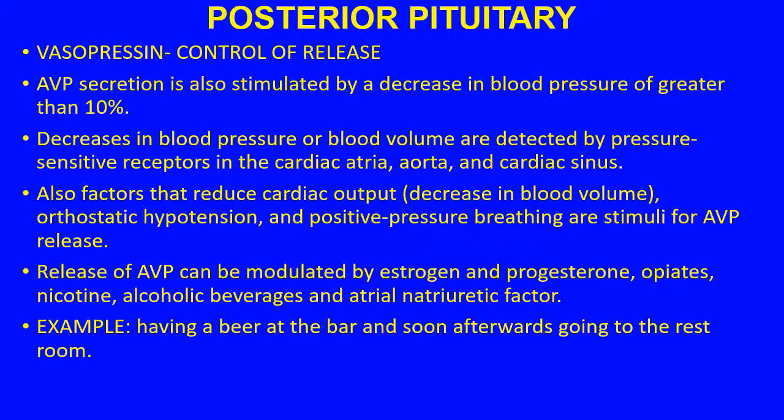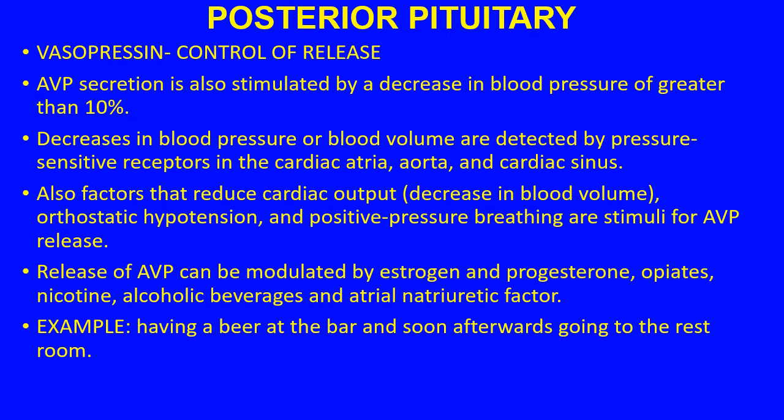Now, where else can you alter vasopressin release? The release of AVP can be modulated by estrogen and progesterone. Some women report that when they have a decrease of estrogen and progesterone around the time of their period, they will suddenly have a greater amount of diuresis, going to the bathroom. You will also see modulations occurring by opiates, by nicotine, by alcoholic beverages, and by atrial natriuretic factor, which I've mentioned a little bit about before.